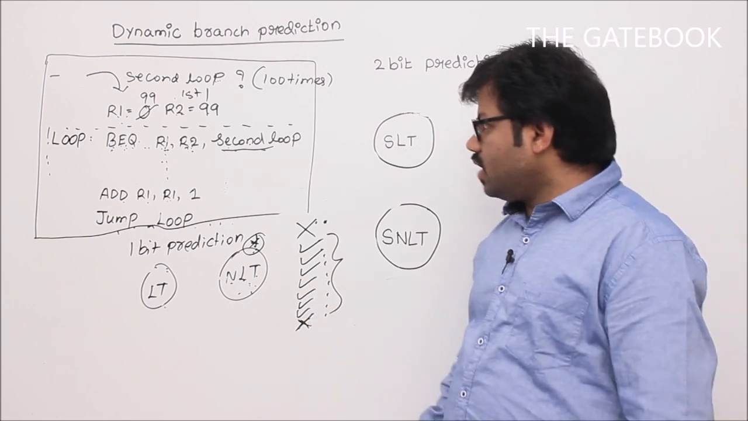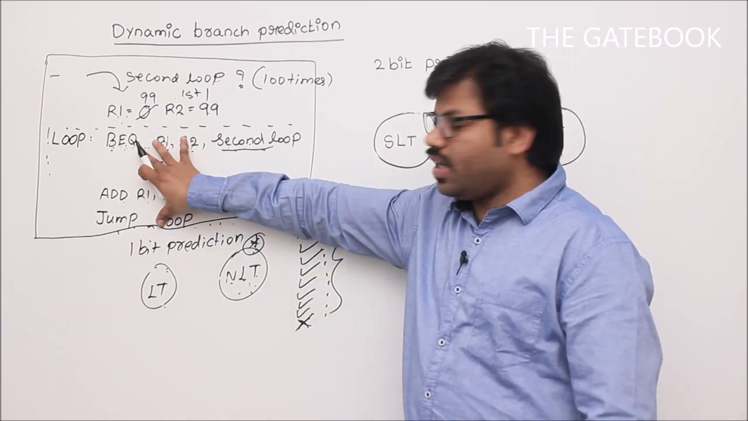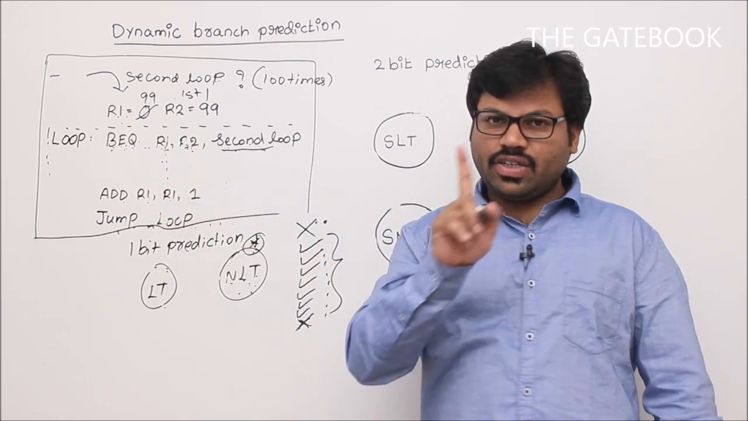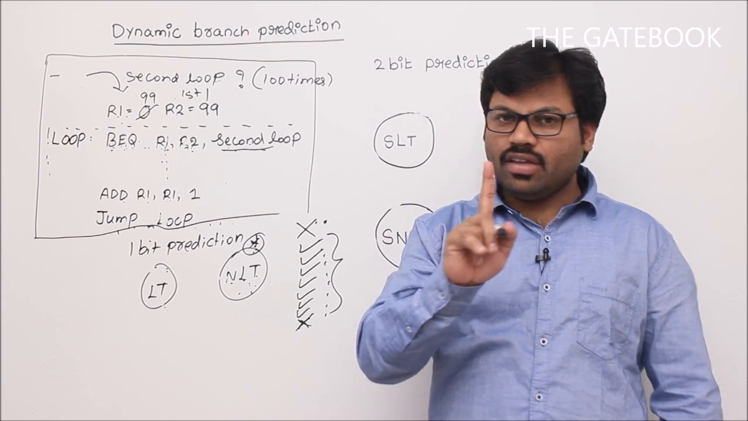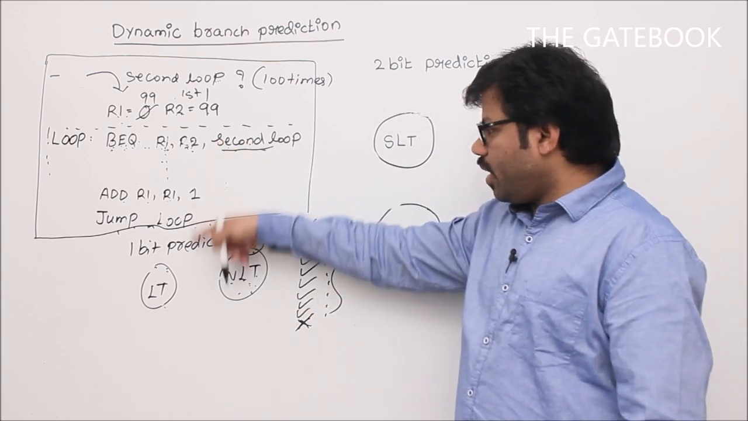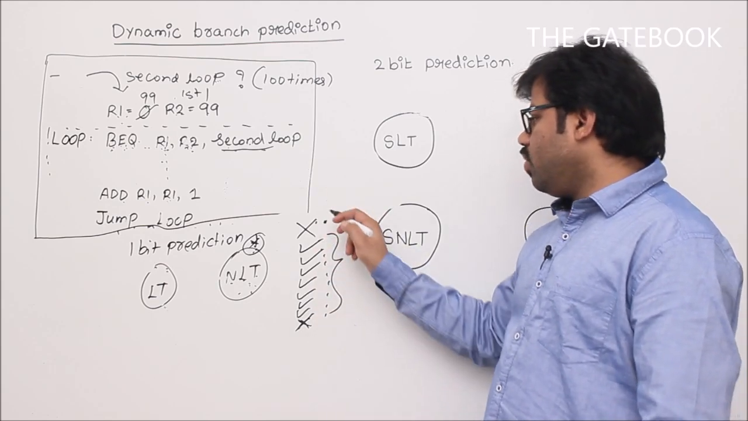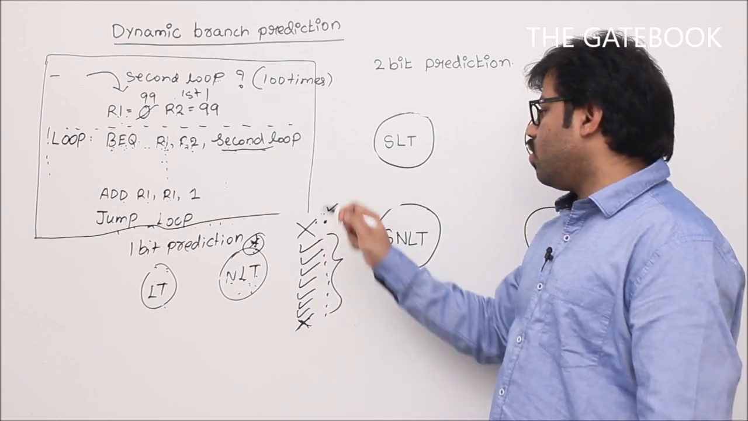Finally what I want to say is, if this inner loop is executed one time, that means the inner loop is executed 100 times, out of them two of your predictions have gone wrong.